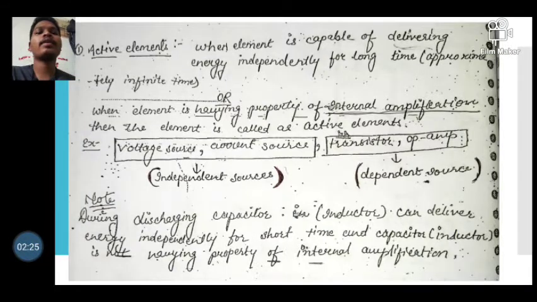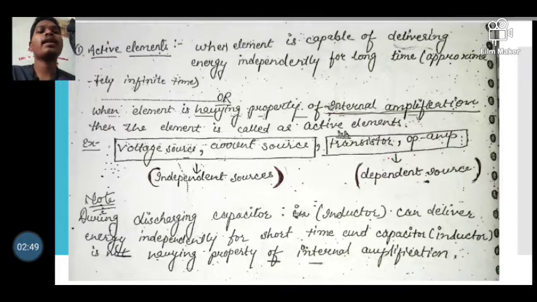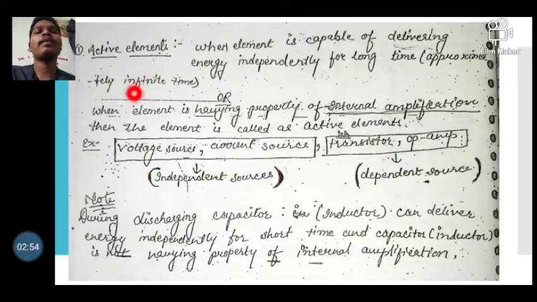Now we are going to see the description of the active element, passive element, linear element and non-linear element. See here, I am showing you. This is the active element. When an element is capable of delivering energy independently, that means it is not absorbing any power, it is delivering power or current for a long time, approximately infinite time, that's why it is called an active element.